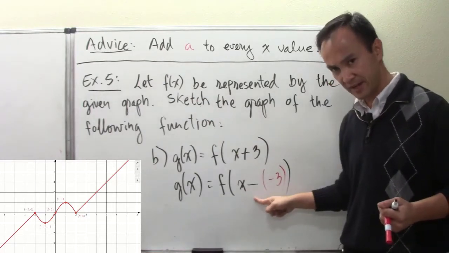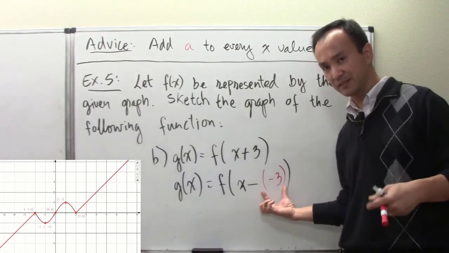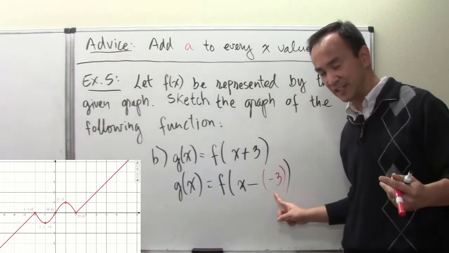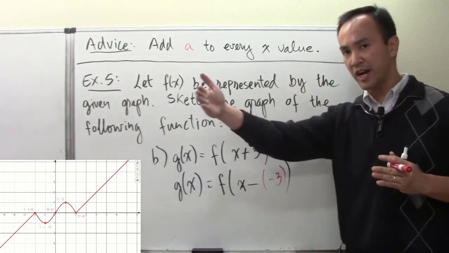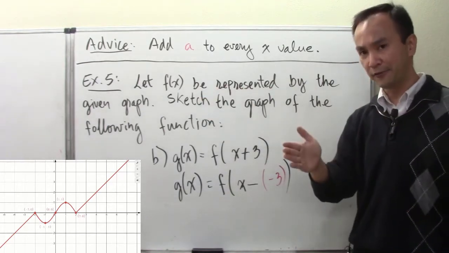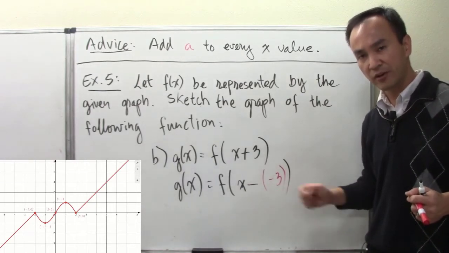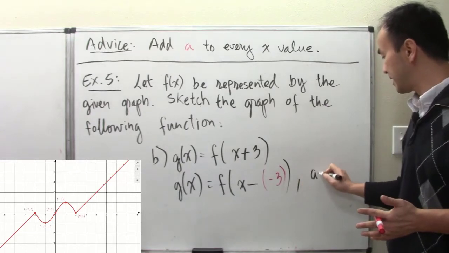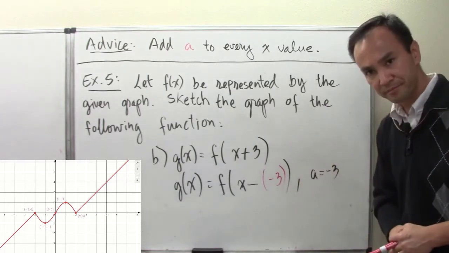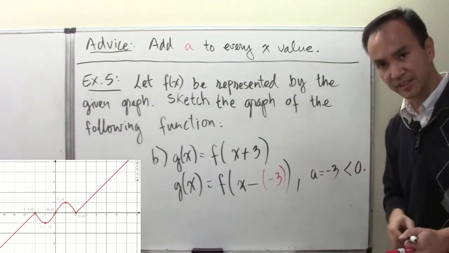x minus, x subtract. And then that value right here, depending on whatever that is, could be positive, could be negative, like in this case. That will lead us into, are we moving it to the right or to the left, and by how far. All that information will be indicated through this value right here. So in that way, I recognize that a is negative 3, which is clearly a negative value. That's how I see it.